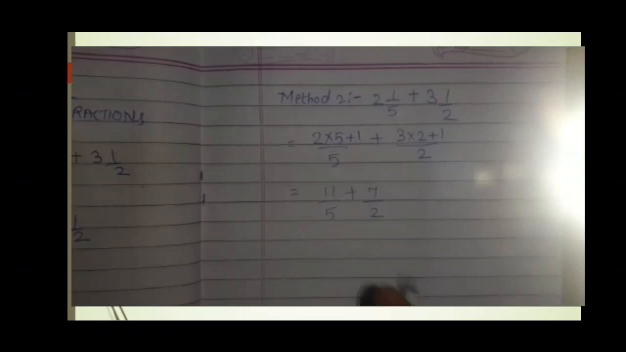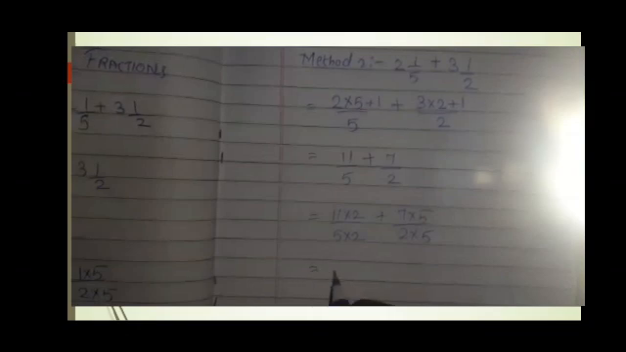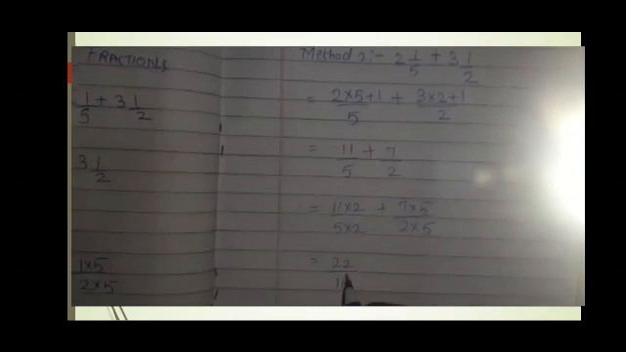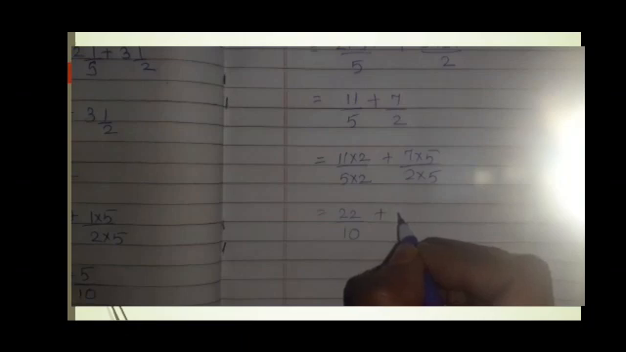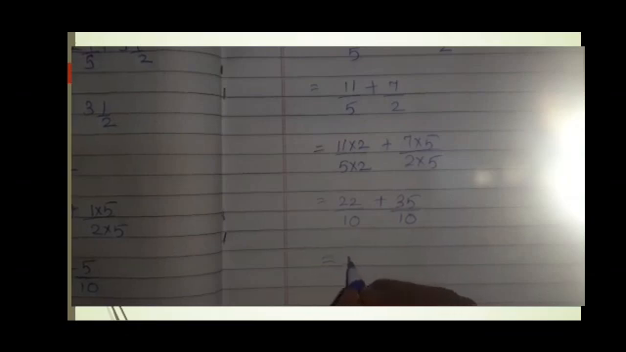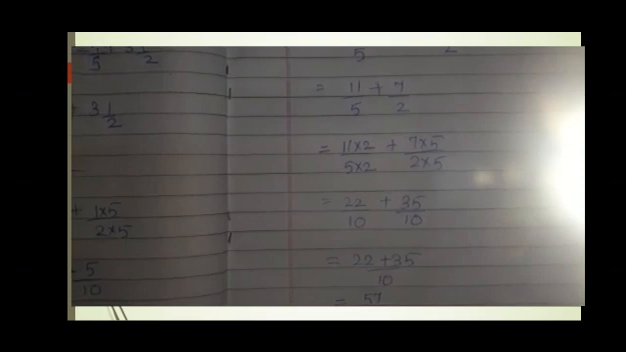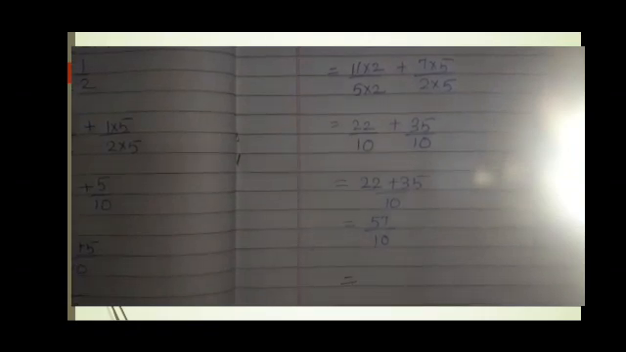So here, but denominators are not same. So again we will make denominators same by cross multiplication. 7 into 5, 2 into 5. So 11 2s are 22, 5 2s are 10. 7 5s are 35 and 2 5s are 10. So here we got the denominators same. So 22 plus 35 upon 10. So your answer is 57 upon 10. Now this you have to convert again into mixed fraction.